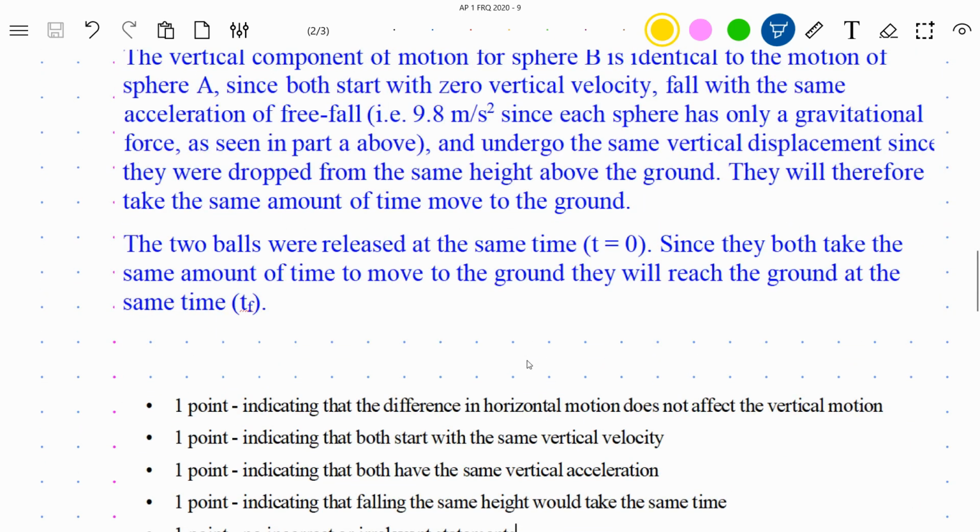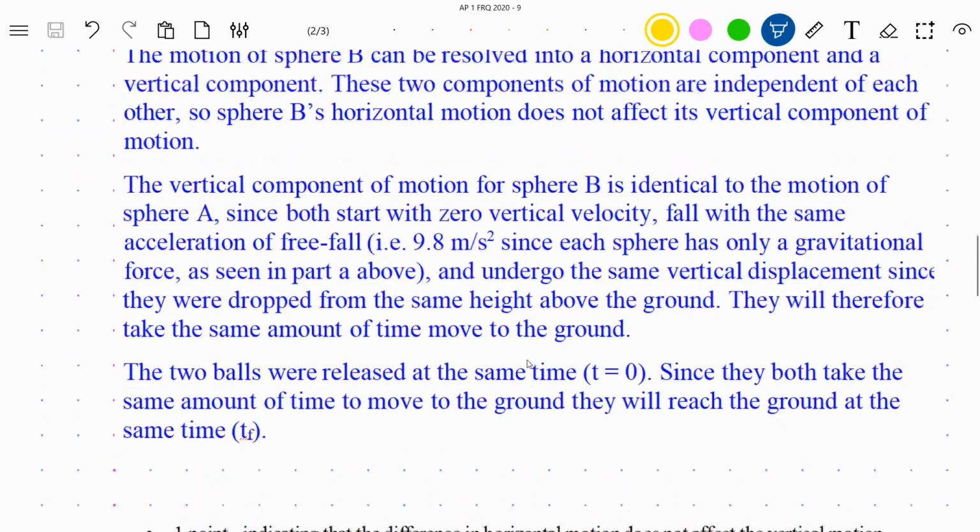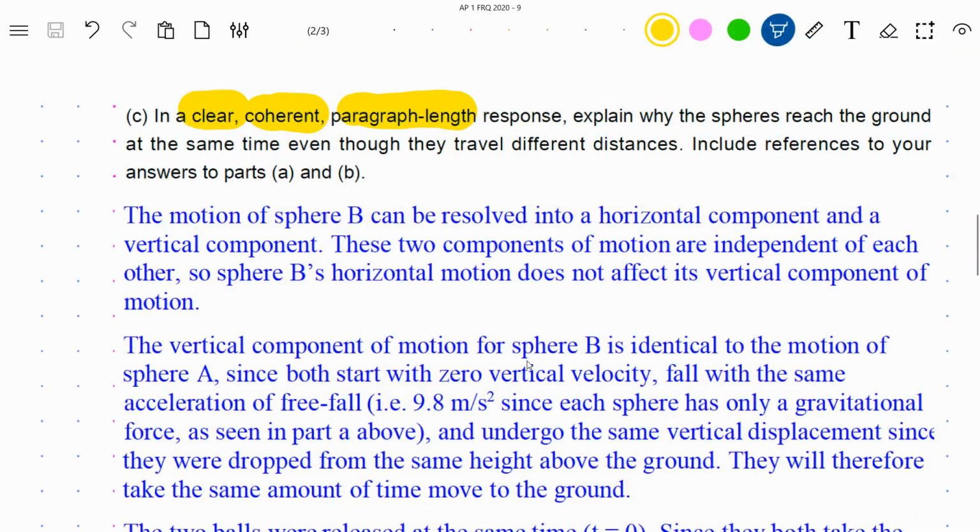Let's have a look at it. The first point says, 1 point for indicating that the difference in horizontal motion does not affect the vertical motion. So this point, in effect, is saying, in your paragraph length answer, you have to clearly explain, or at least state, that the 2 components of motion are separate from each other. Did I do that? The answer is yes, I did.